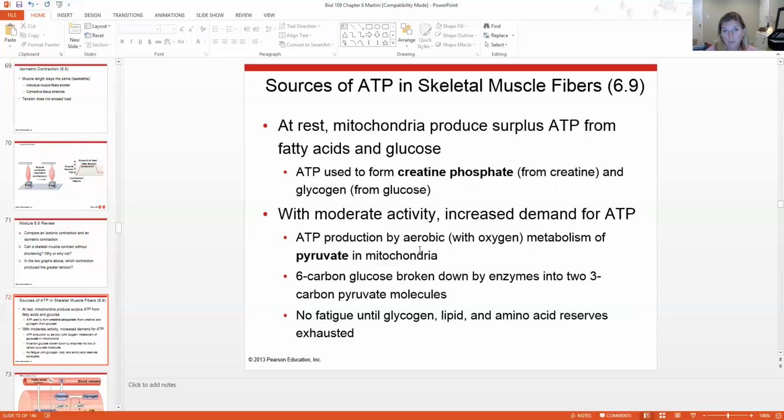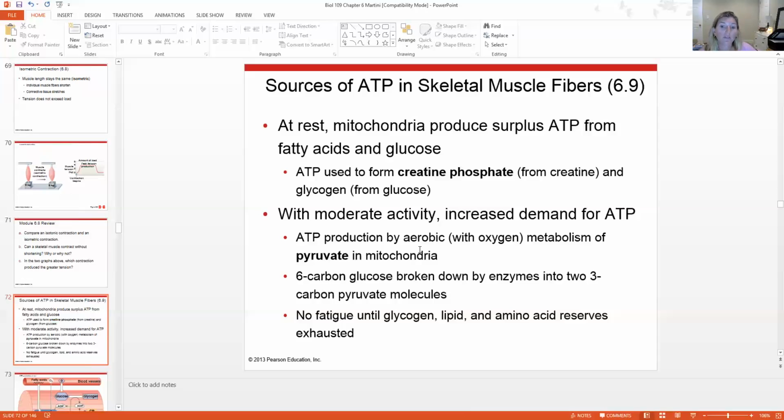Creatine phosphate comes from creatine. It's just a protein. And we can also create ATP from glycogen. Glycogen is the stored form of glucose. With moderate activity, you're going to increase the demand for ATP. Say I'm in my basement right now. Say I need to go upstairs and get more coffee, right? If I do that, that's going to increase my demand for ATP more than if I'm just sitting here.